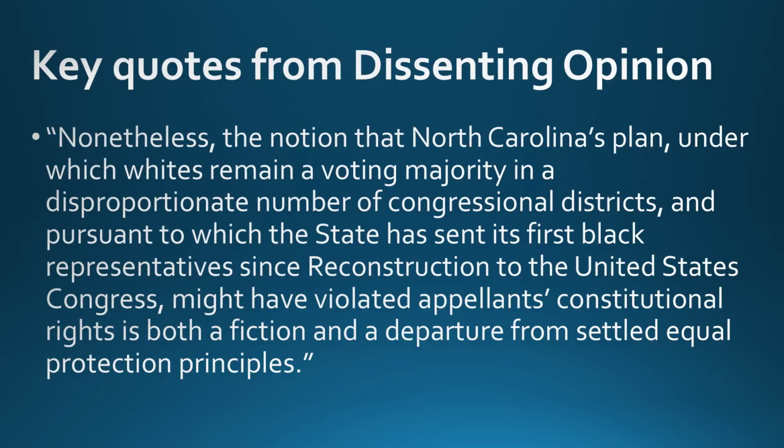He says how that could have possibly violated white people's constitutional rights is both a fiction and a departure from settled equal protection principles. So they are alleging that this is a new interpretation of the Equal Protection Clause, which it surely is, and we're going to see in other cases how this will be applied in the future. But essentially this is just pointing out, hey, white people are still overrepresented, black people are still underrepresented in the state and in Congress, and the way the Equal Protection Clause has always been interpreted until now, there'd be nothing wrong with this district.